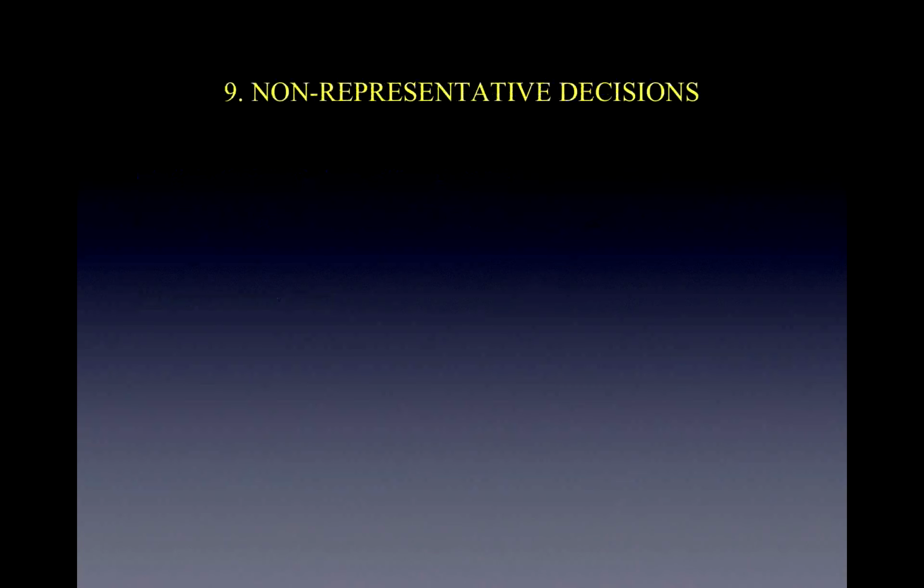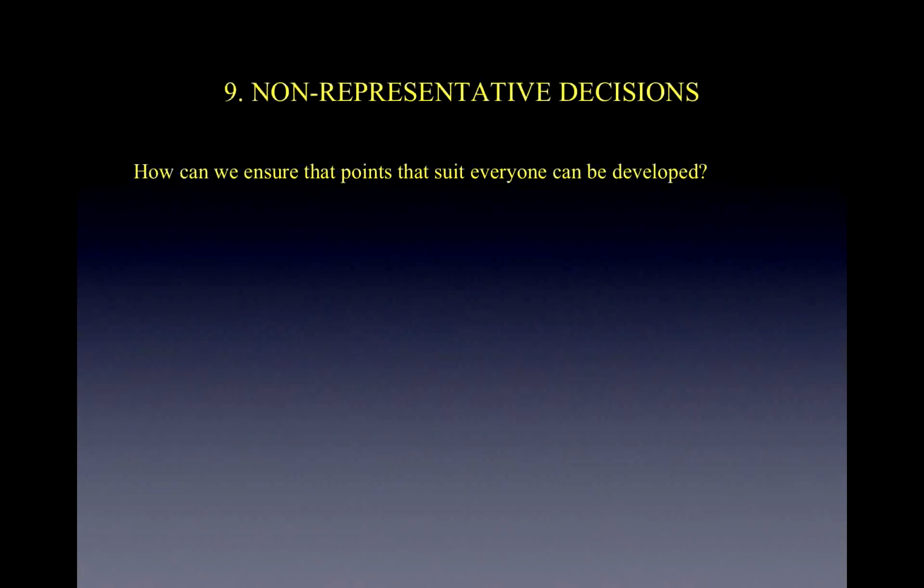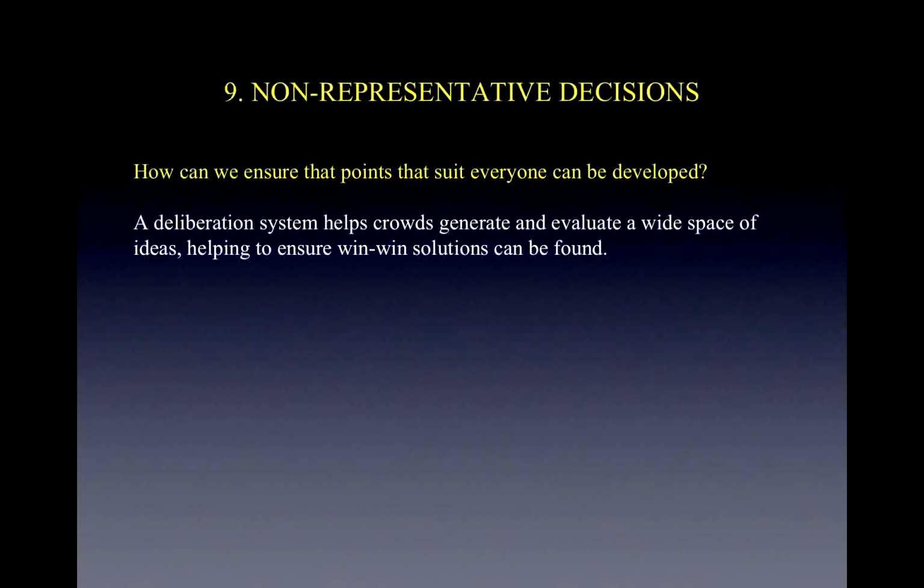A ninth pain point is the issue of non-representative decisions. How can we ensure that the ideas that we come up with suit everyone? A deliberation system can help with this by helping crowds generate and evaluate a wide space of ideas, as we've seen, and this can help ensure that win-win solutions are found.